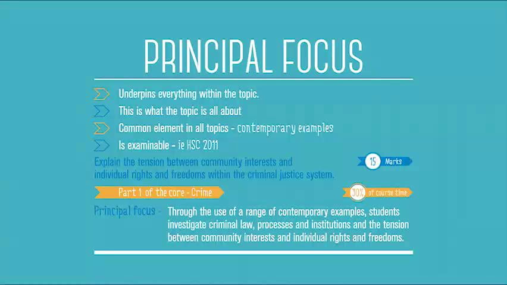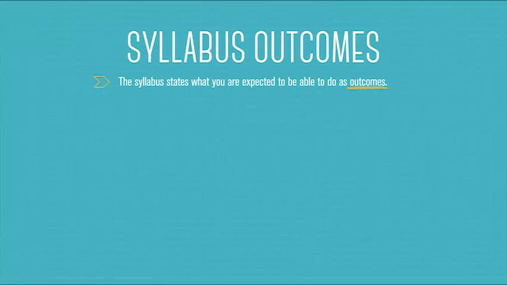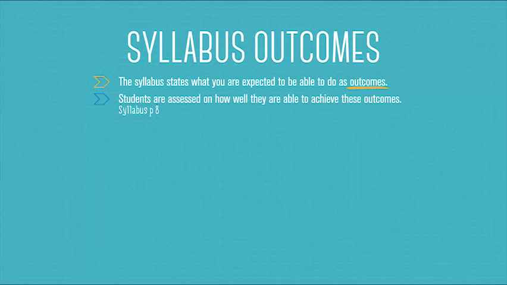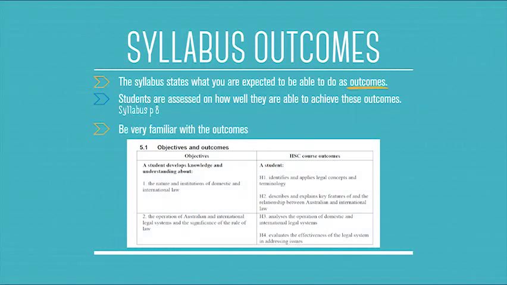In terms of syllabus outcomes, every question relates to an outcome. You need to be familiar with those particular outcomes and realise that you are examined on all of those. You can see the outcomes on page 8 of the syllabus.